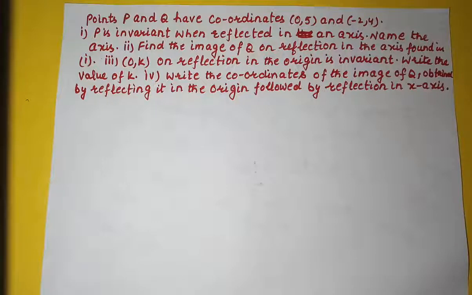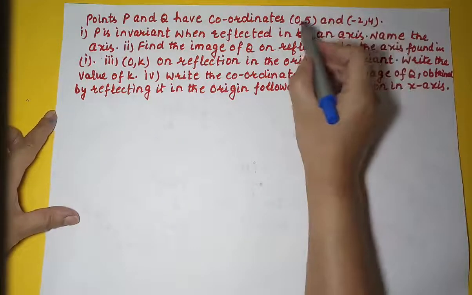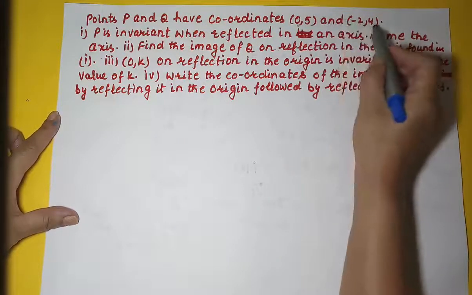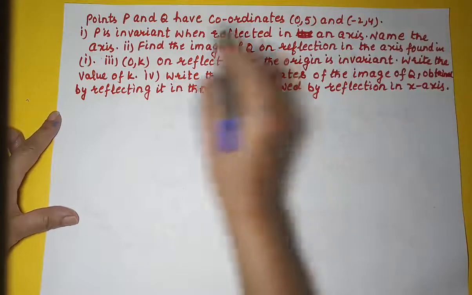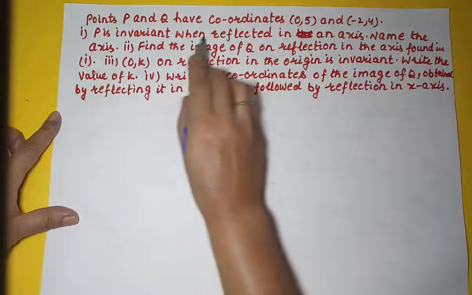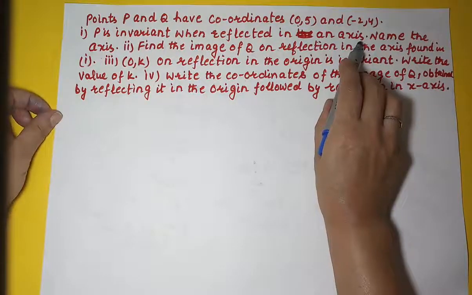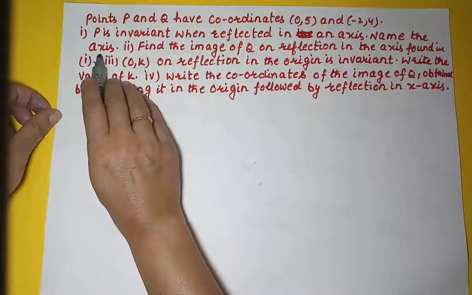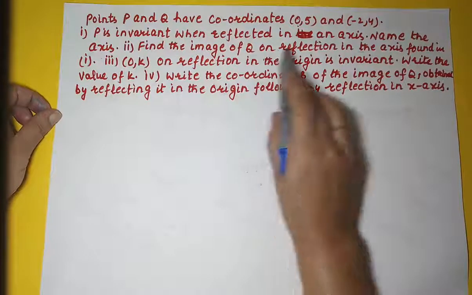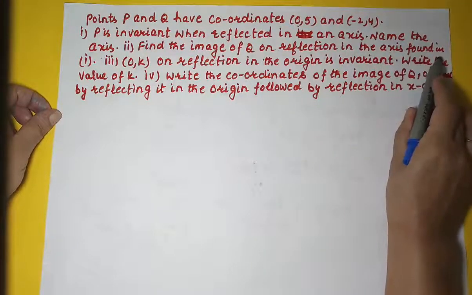In this video, we are continuing with the reflection. Now, the question is, points P and Q have coordinates (0, 5) and (-2, 4). You have to find the axis in which P is invariant when reflected. That we don't know, that we have to find. Name the axis. Find the image of Q on reflection in the axis found in 1.